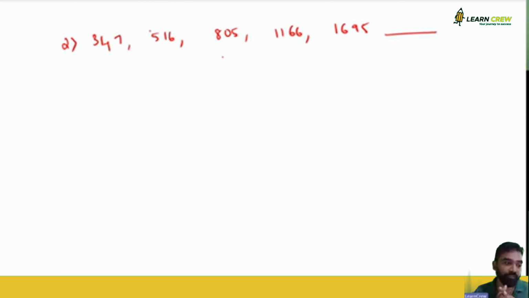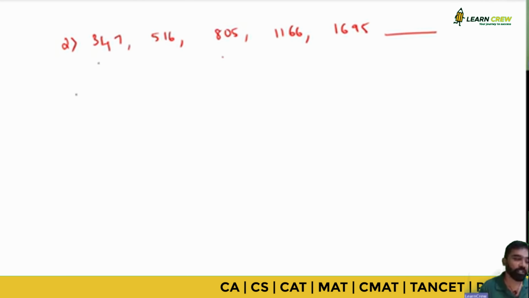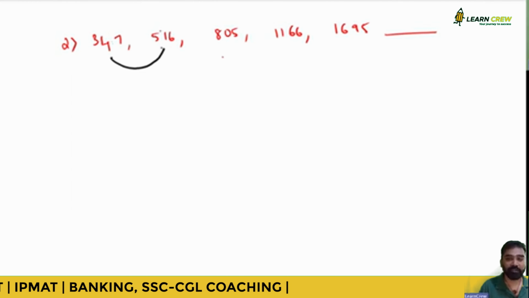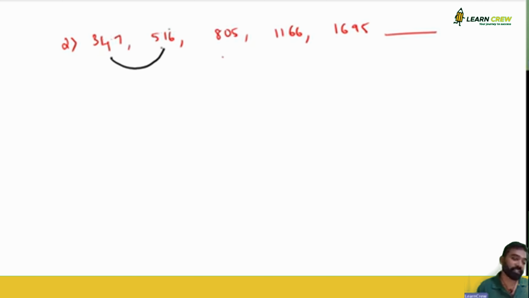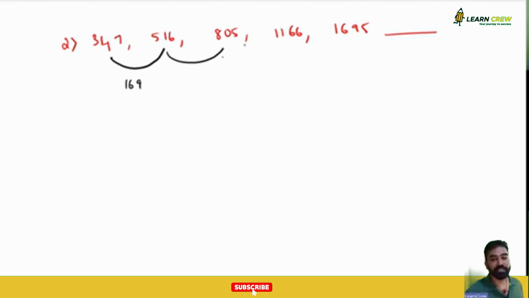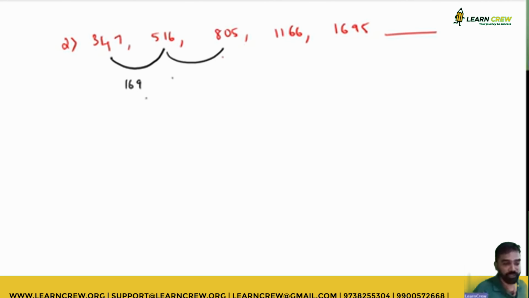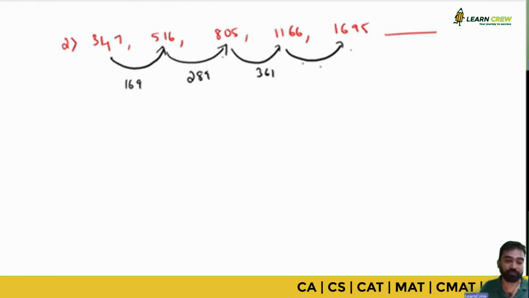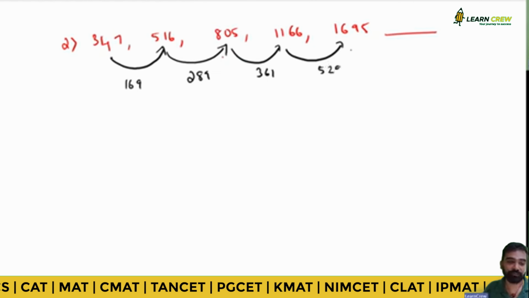Now I need you to tell me the differences quickly. Obviously, this is not a multiplication series, it is a differential series. So what's the difference between 347 and 516? It's 169. Next, 516 to 805 is 289. Next one, 361. No calculators, all are doing only mental calculation here. Next one, 529.